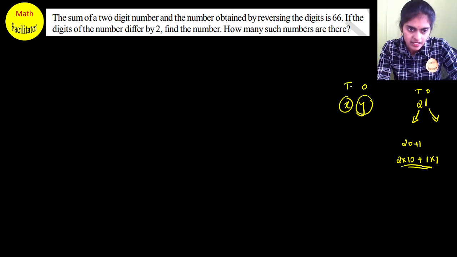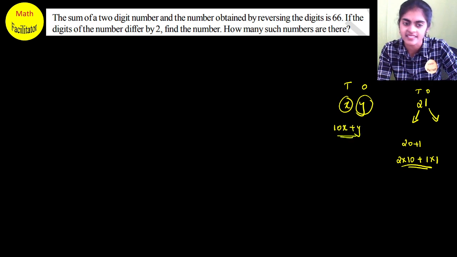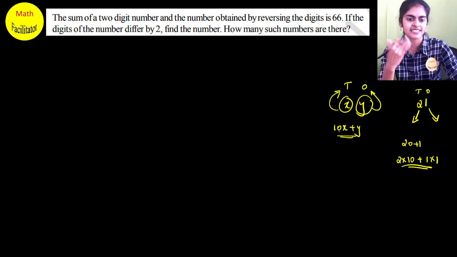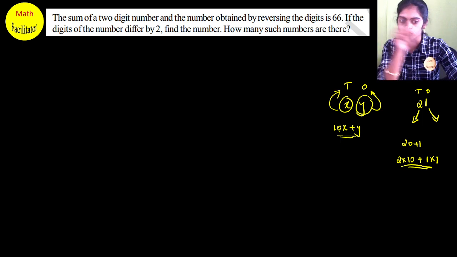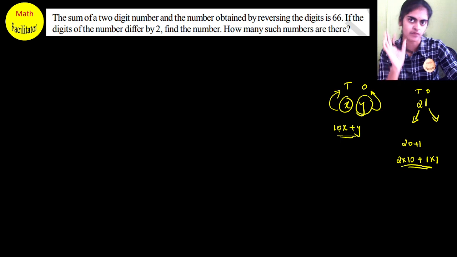Similarly here x is in 10's place, y is in 1's place. So the value of this will be 10 into x plus y. Did you understand this expanded form? X into 10 is 10x, y into 1 is 1y. Okay, x is in 10's place, so its value is 10x. Y is in 1's place, so its value is y. So total value of the number is 10x plus y.